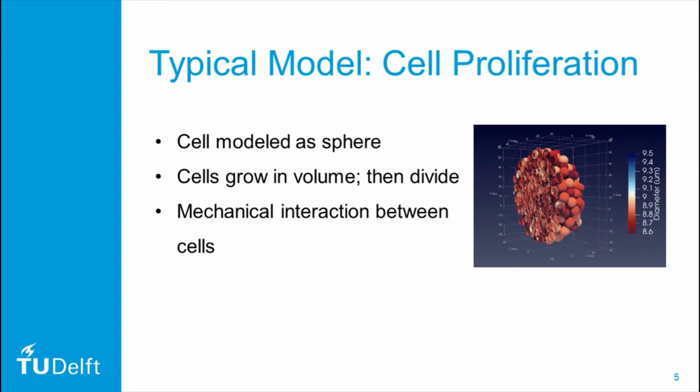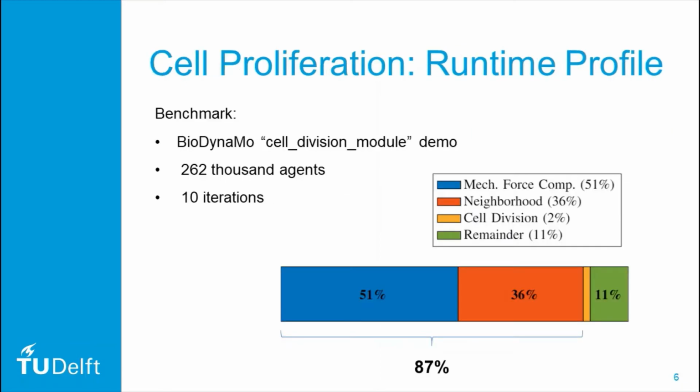To understand which operations in BioDynamo are most time-consuming, we ran a standard BioDynamo demo as a benchmark. The benchmark is a simplistic model of cell proliferation, which is an important process in many biological systems, such as tissue development. Cells are modeled as spherical geometries and are programmed to grow in volume over time. If a threshold volume is reached, it divides into two cells and the process repeats. Throughout the simulation, cells mechanically interact with each other to account for collisions. Running this benchmark with a total of 262,000 agents for 10 iterations results in the following runtime profile.